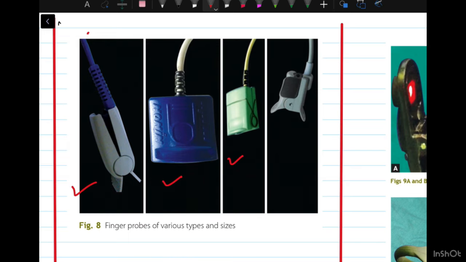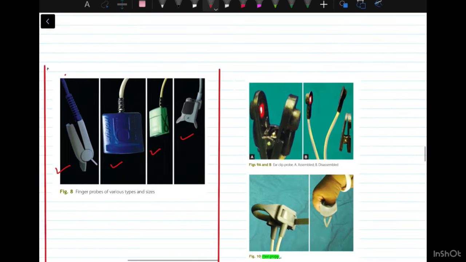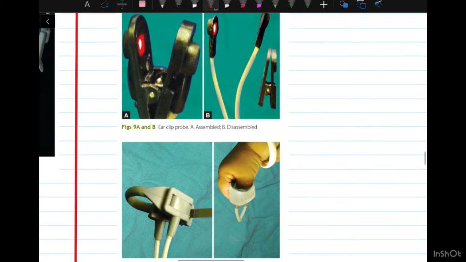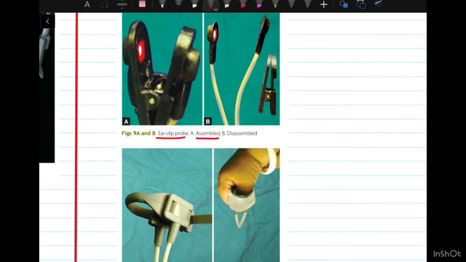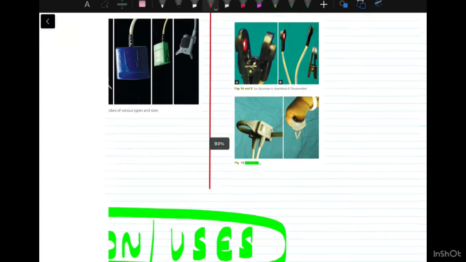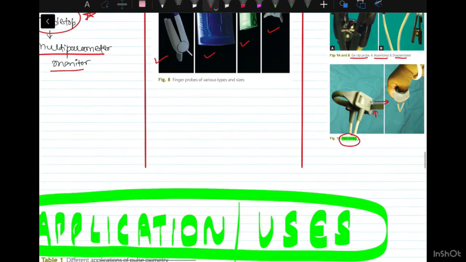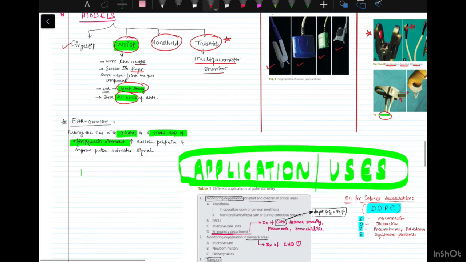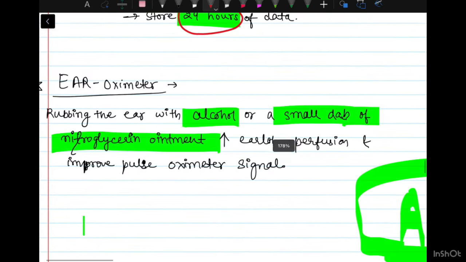You can see the representations of these probes. These are various finger probes. This is an ear clip, assembled, and this is the disassembled one. And there's this flexi probe, usually used in pediatric patients, where there's a band which you can push or pull so that it gets tightened up. This is the flexi probe.